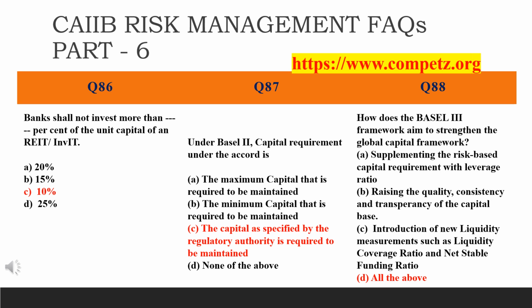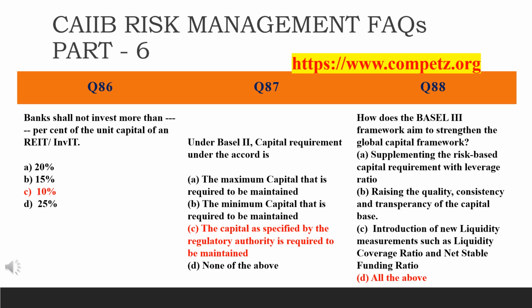Moving to the next question: how does the Basel III framework aim to strengthen the global capital framework? There are 4 options given. You can read one by one. The first option is supplementing the risk-based capital requirement with leverage ratio. Second is raising the quality, consistency and transparency of the capital base. Third comes the introduction of new liquidity measurements like liquidity coverage ratio LCR and net stable funding ratio. Fourth comes all of the above 3. The answer here is all of the above.